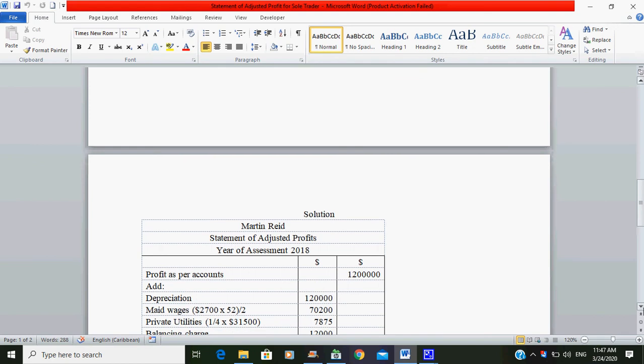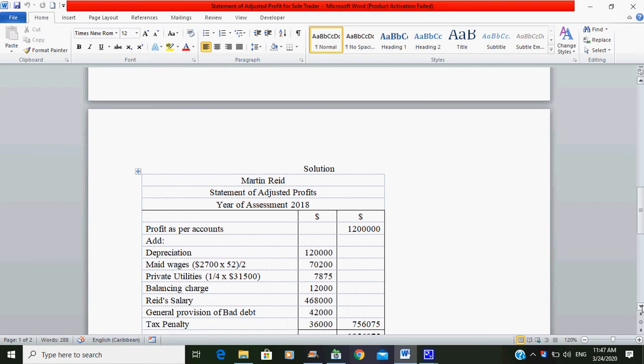For the solution, you would write up Martin Reed, statement of adjusted profits, year of assessment 2018. This would give you at least 1 mark or 0.5 marks. Remember that when you're doing this statement, you must start with the accounting profit or loss as given. In this case it is 1.2 million.